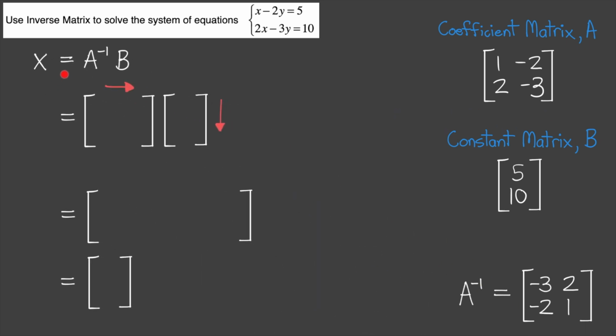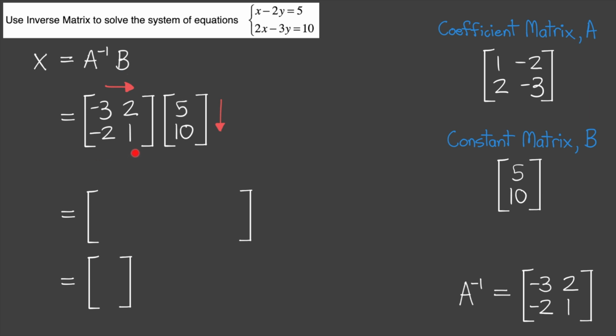So we have x equals A inverse times B. So we found A inverse right here. So let's go ahead and write those numbers in. So we have negative 3, 2, negative 2, and 1. All right, and then our constant matrix was 5, 10. So we're going to put that here for B. So 5, 10.